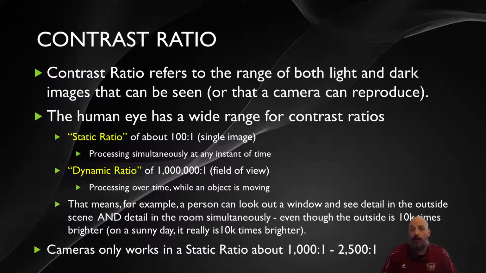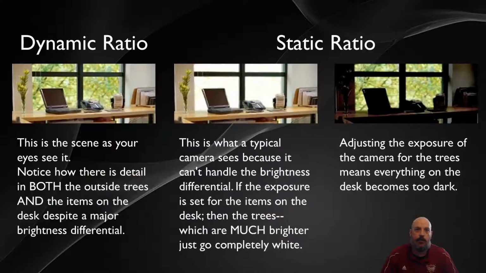Now, cameras, on the other hand, they don't have the ability to do the static and the dynamic. They just have a broad static, so they can look at kind of one thing at a time and they record that. So for cameras, their aspect ratio only works in a range of about 1,000 to 1 to 2,500 to 1. And so this is one of the reasons why we tell you not to shoot in front of a window.